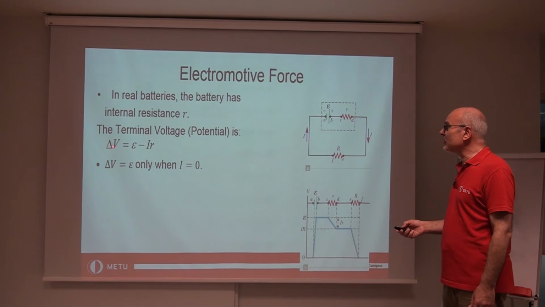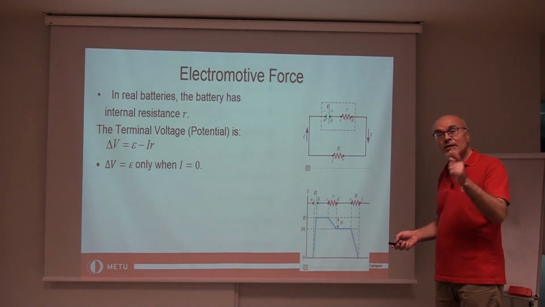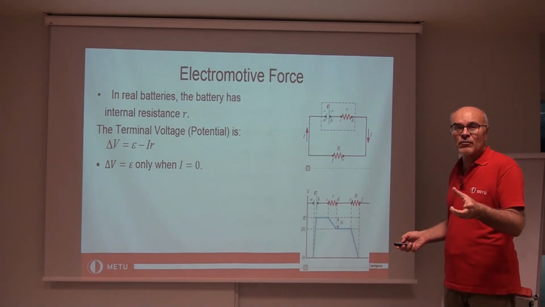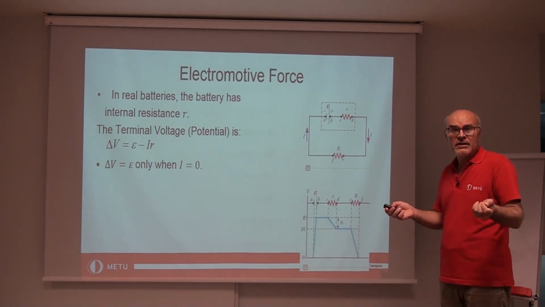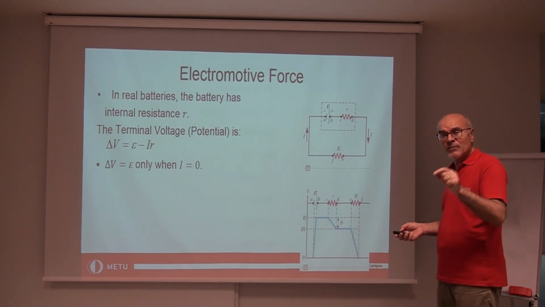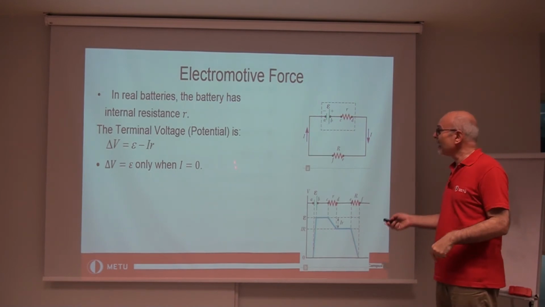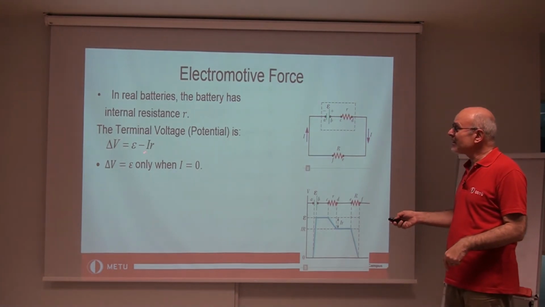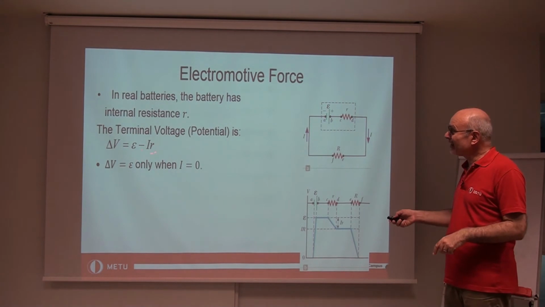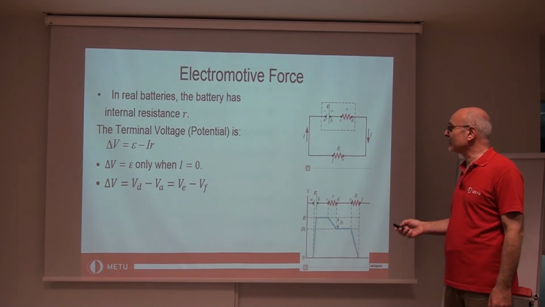Delta V, of course, the terminal voltage, is equal to the electromotive force only when I is equal to 0. That's when you have an open circuit. In this case, if you measure the potential across that battery, it will be the value written on that battery. In a real circuit, when it's operating, the potential difference across the battery is actually less than the electromotive force written on the battery.